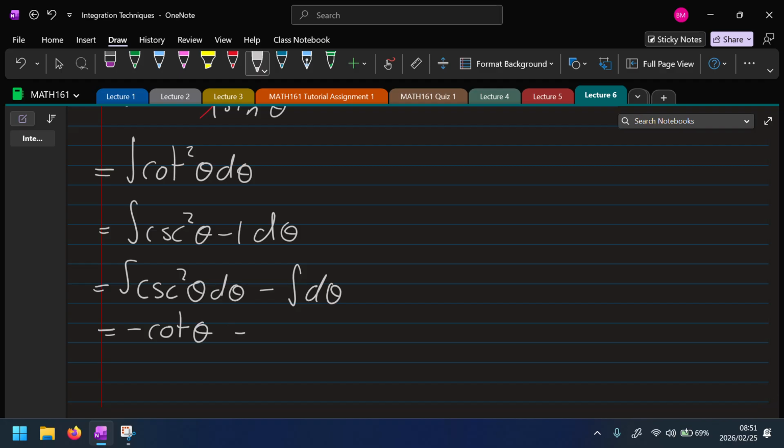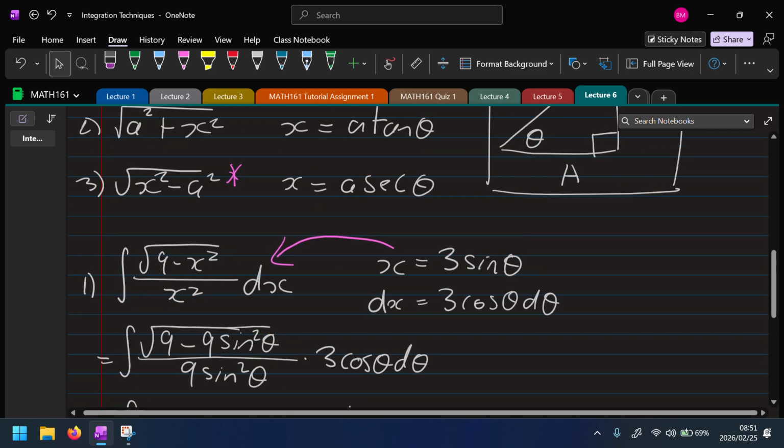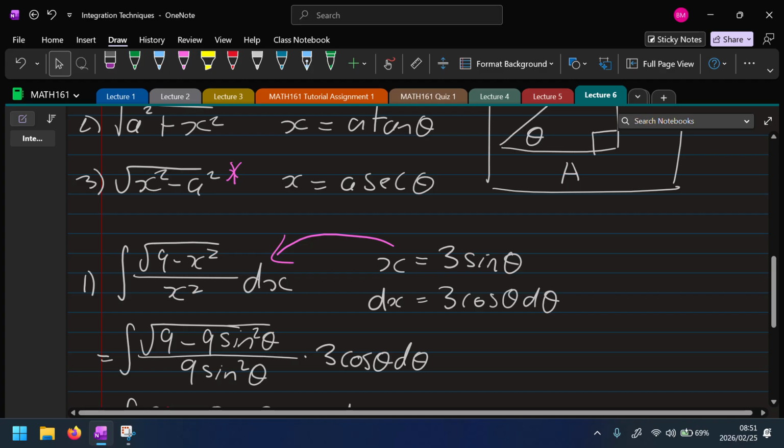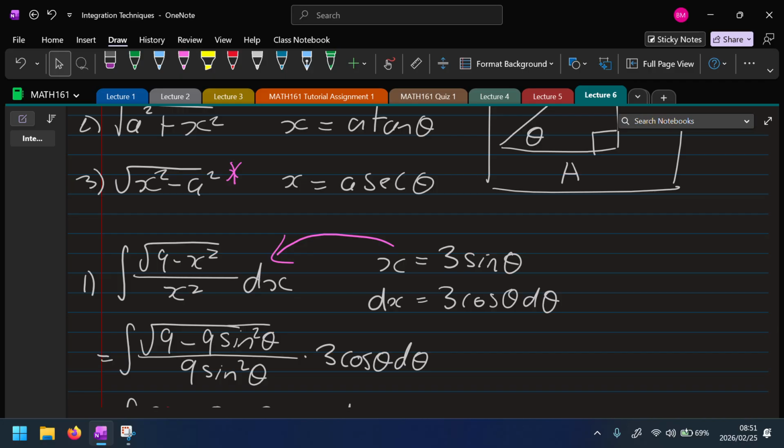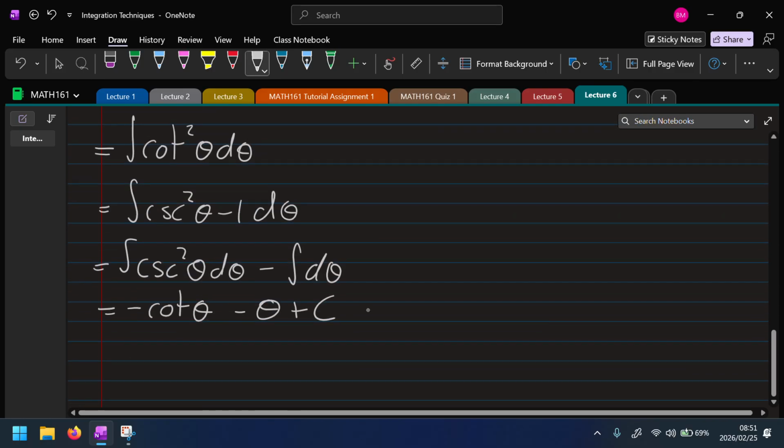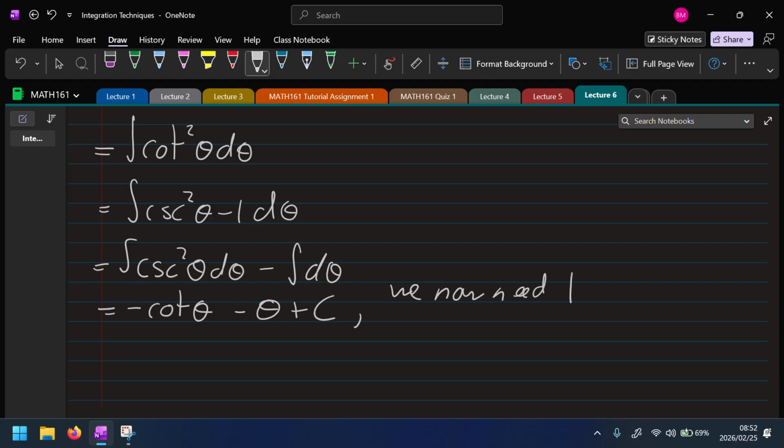Okay, and then the integral d theta, that's just theta. Okay, so we've solved the trig integral now, but remember we did the substitution of x for 3 sine theta. So we can't leave our answer in terms of theta. We need to now write the answer in terms of x.